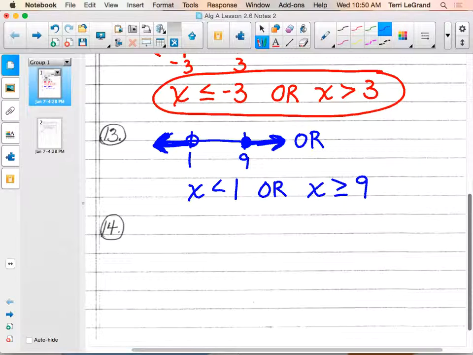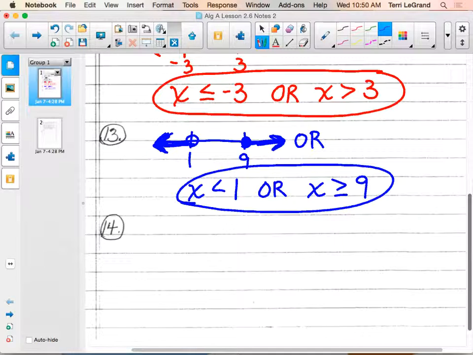Do all the rest of you agree with this? Do we have a good compound inequality to represent that graph? X can be less than 1, it can be any number less than 1, or it can be any number greater than or equal to 9.